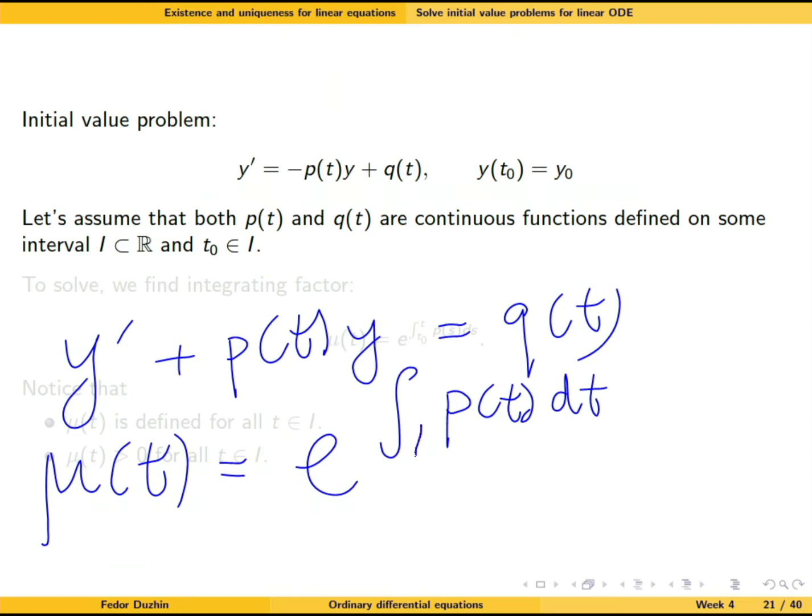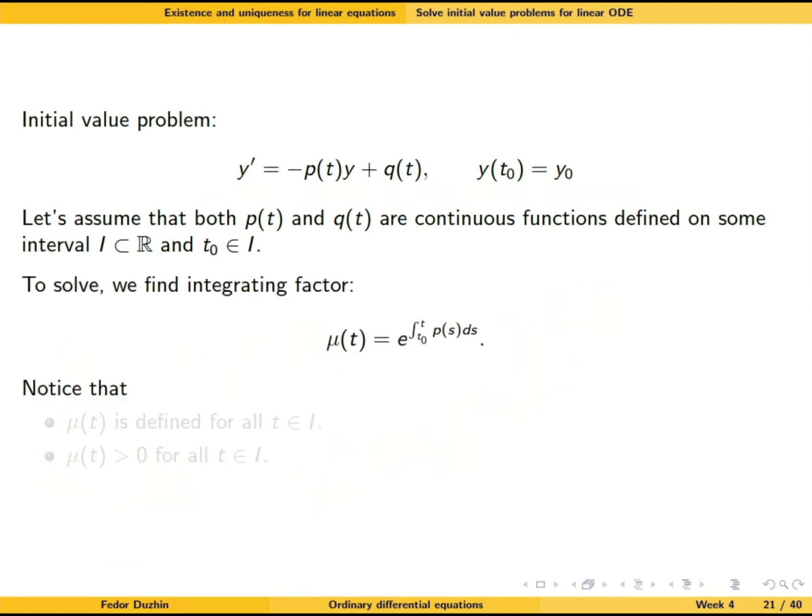antiderivative, and any particular antiderivative can be found by integrating from t0 to t. So here is the integrating factor that we are going to use. Right? So among infinitely many possible integrating factors that differ by different constants, we just chose one in particular. So note that this integrating factor is, first of all, defined for all values of t within the given interval.